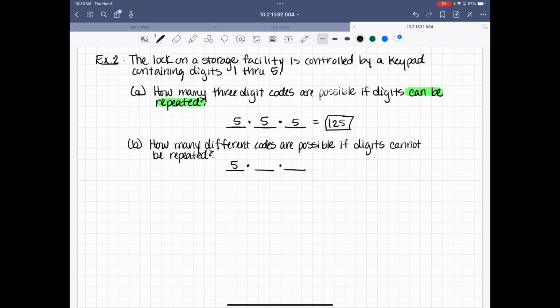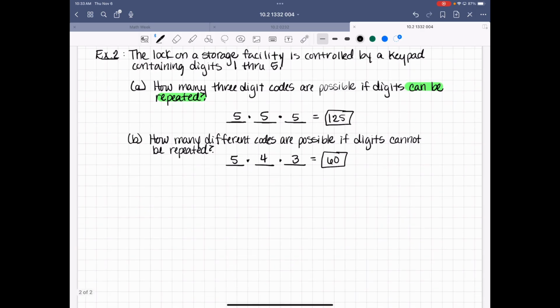Now, I can't repeat. So whatever I picked the first time, I can't use it again. So how many do I have this time? 4. I've got 4 numbers left. And now in that third slot, I have 3. So when I multiply that all together, I have a total of 60 different possibilities. So if we can't repeat a digit, the number of possible codes goes down, right?